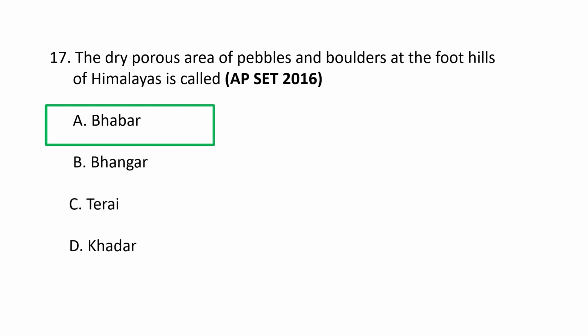Rivers deposit these coarse alluvial sediments in a narrow belt as they emerge from the mountains, creating a porous zone where water often disappears underground, making the area relatively dry. The dry porous area of pebbles and boulders at the foothills of Himalayas is called Bhabar. A is the correct option.